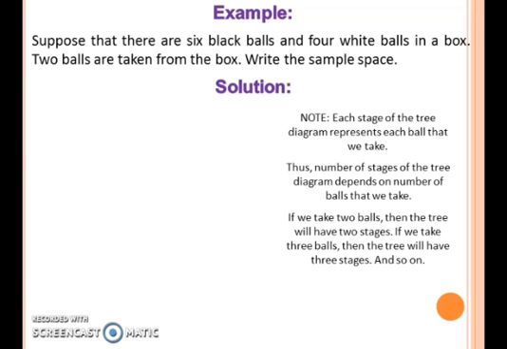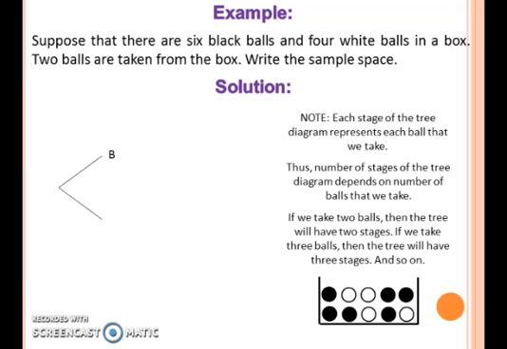The first stage of the tree diagram is for the first ball that we take. Because there are black and white balls in the box, the first ball that we take could be either black or white. So draw 2 branches for black and white. The second stage of the tree diagram is for the second ball that we take. Again, because there are black and white balls in the box, the second ball that we take could also be either black or white. So draw 2 branches from each outcome of the first stage for black and white. From the tree diagram, we get the sample space.